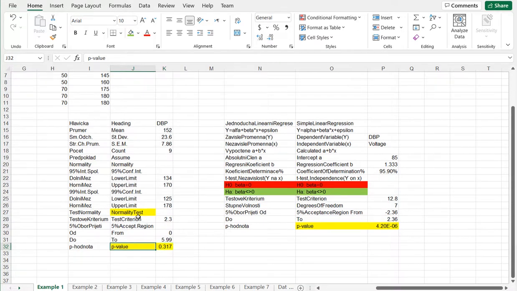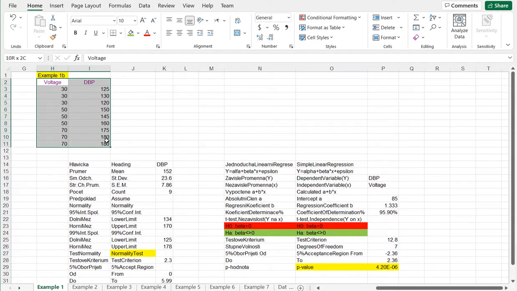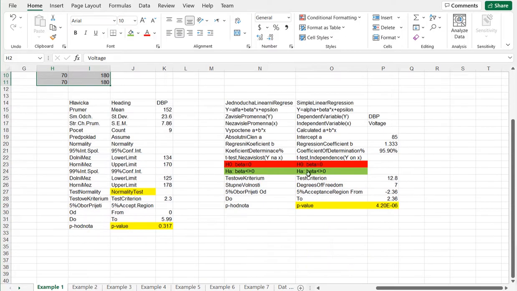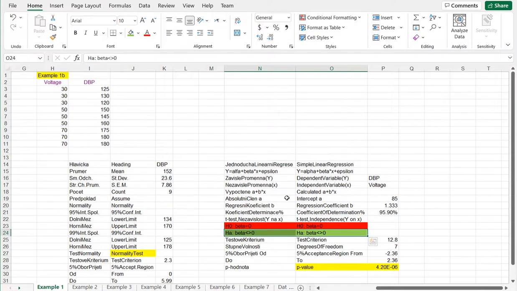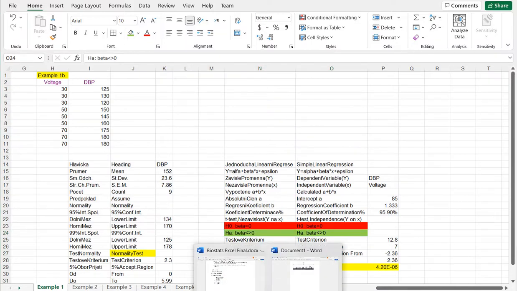So the p-value says it is normal. Then we highlighted both of them. We did Control-Shift-S and we ran the regression test. It gave us this and we checked its p-value and it is less than 0.05. Directly we rejected the null and we accepted the alternative, and the alternative is that there is a relationship. Beta does not equal 0, therefore there is a relationship. We are done with example number 1.